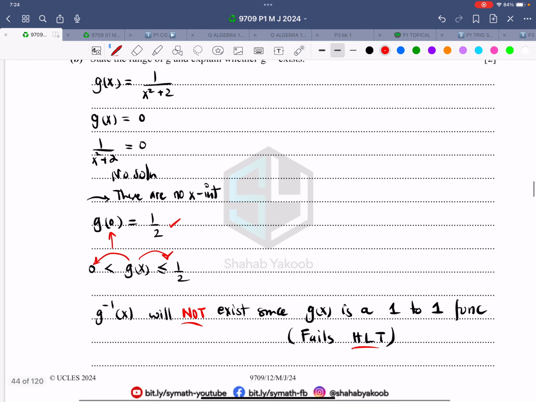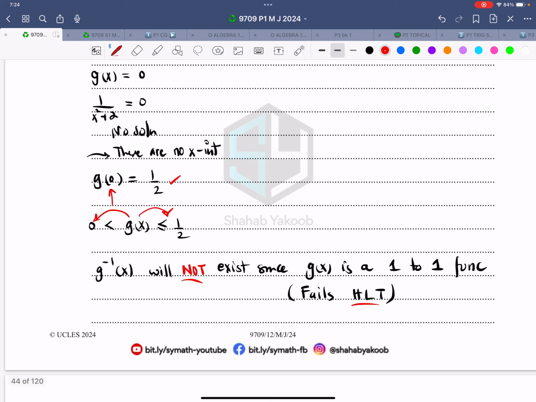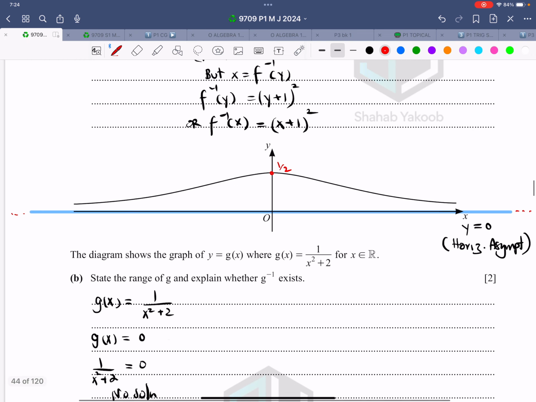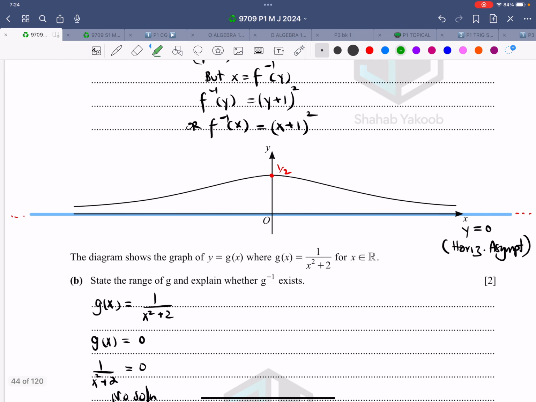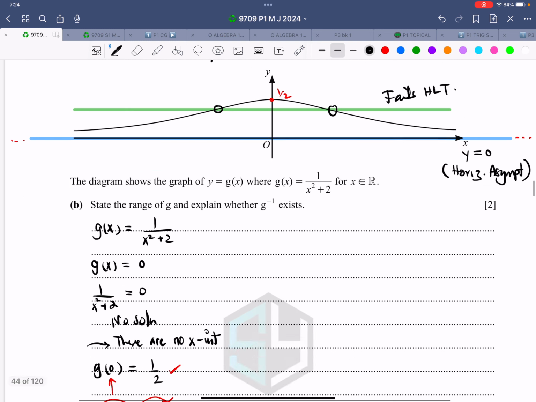Whether g inverse exists? g inverse will not exist since g(x) is not a 1-to-1 function. So that is what is missing. I wrote it over here. It fails the horizontal line test. So let me draw a horizontal line anywhere on the graph. It is intersecting at 2 points. It fails HLT. That's the horizontal line test.